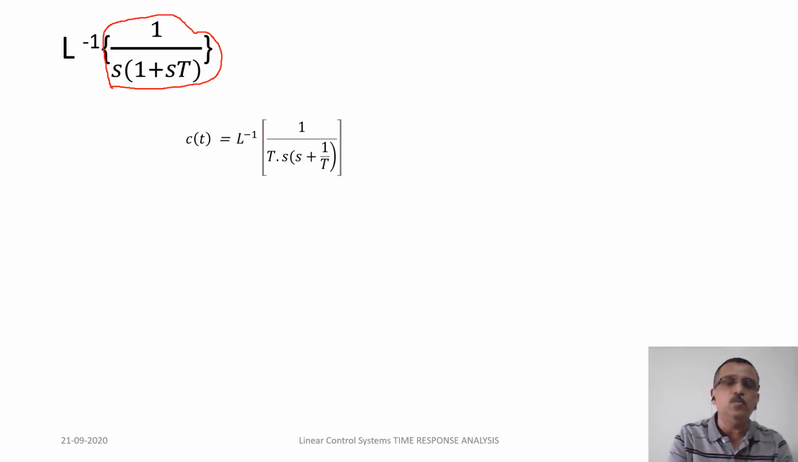So what did I do? I took this capital T outside. When I took this capital T outside, it will become s plus 1. So this t I have taken outside. So this expression has become L inverse of 1 by 1 whole divided by capital T into s plus 1 by t.